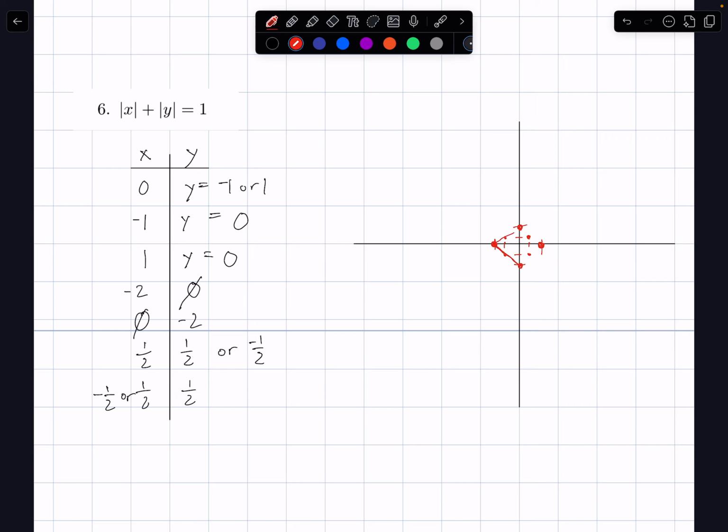You have what I was suspecting earlier, right? You get this little diamond here. So that is your graph for that equation. Sorry, this diamond is supposed to look more like a perfect diamond, but that's the idea. All right, guys, that's it. I'll see you in the next video.